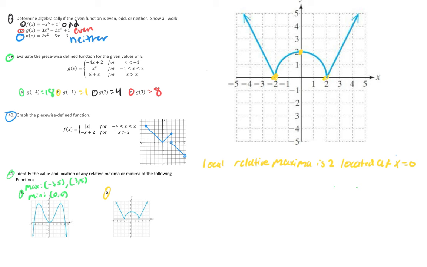kind of the sharp ones at either of those points, but local or relative minima is the y value is 0 located at x equals -2 and 0 located at x equals +2.